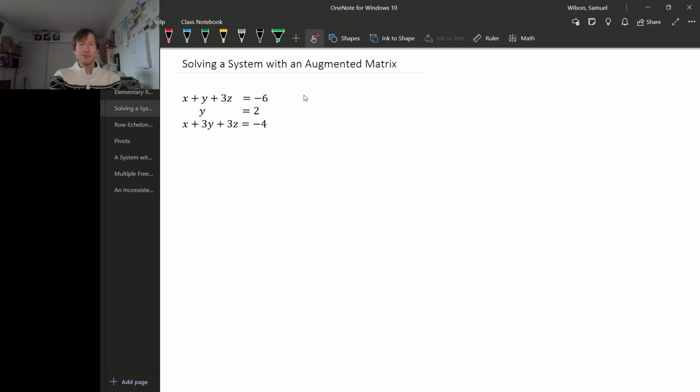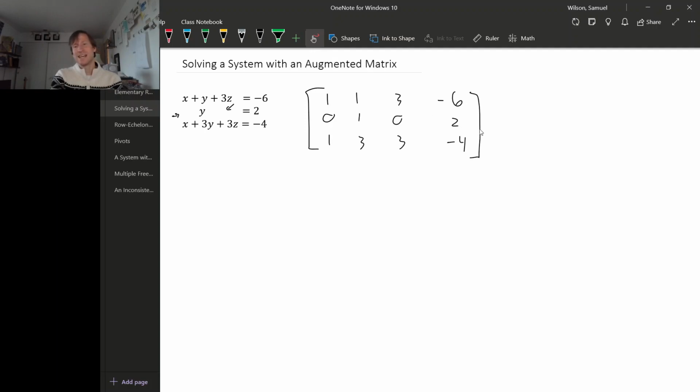So to start out with, we need to just write down the augmented matrix for this system. And this is just going to have the coefficients. So 1, 1, 3, and then the right-hand side is negative 6. And then when you have a missing variable, that just means the coefficient for that variable is 0. So for this second equation, it's 0, 1, 0 are our coefficients. And then the right-hand side is 2. And then for the last equation, 1, 3, 3, and the right-hand side is minus 4.